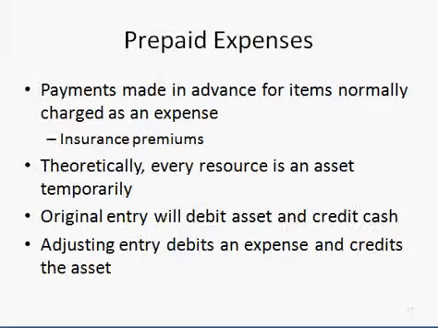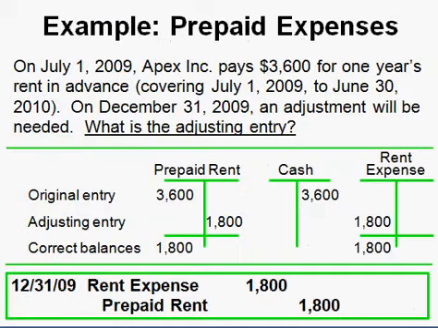Okay, the third one, prepaid expenses. Payments made in advance for items normally charged as expenses. One that's typically made is when they're paying insurance premiums. They pay them for 6 months at a time. So maybe you pay for a year at a time. So you make the payment in July. So part of those expenses should have been in 1 year and part of those expenses in another. Okay? Theoretically, every resource is an asset temporarily. The original entry will debit the asset and credit cash, and the adjusting entry will debit the expense and credit the asset. So here's an example.